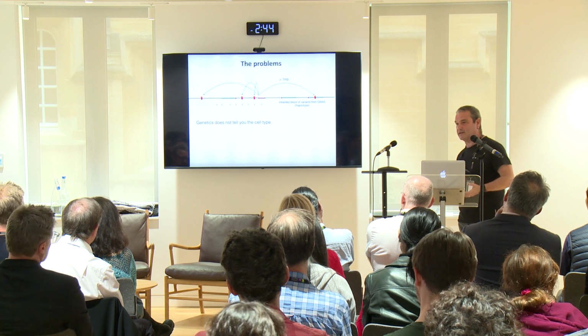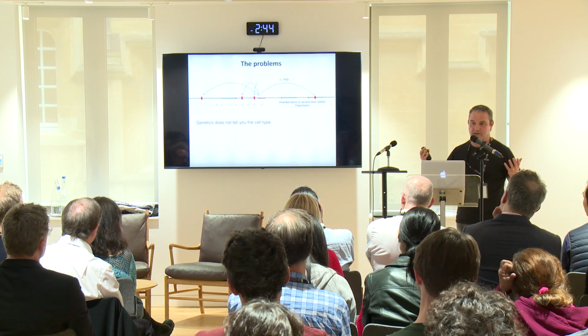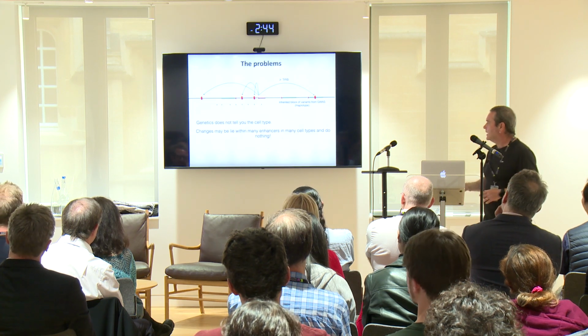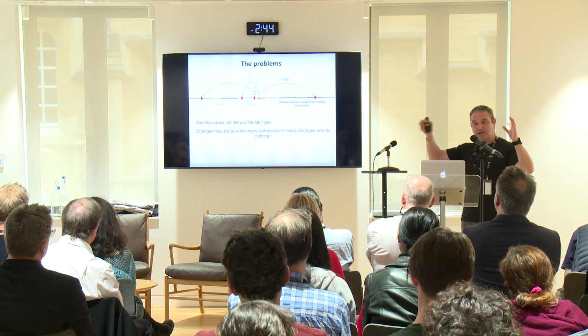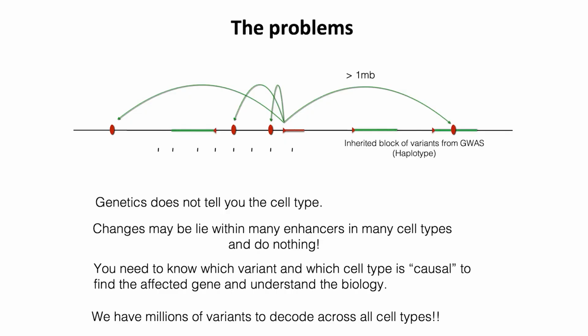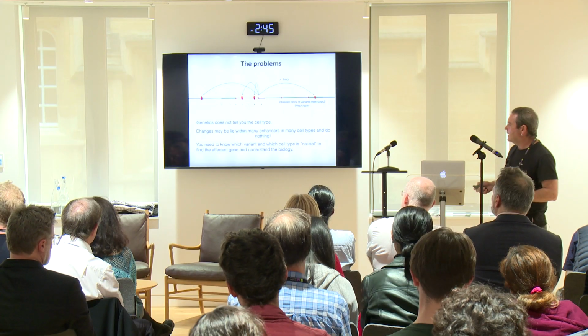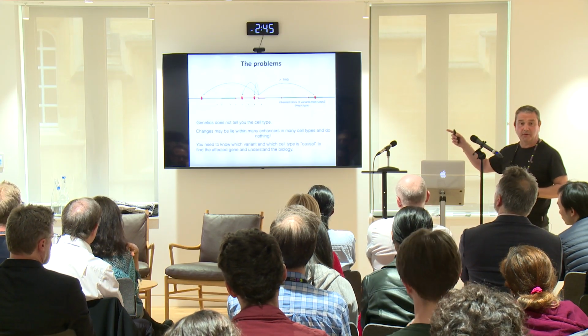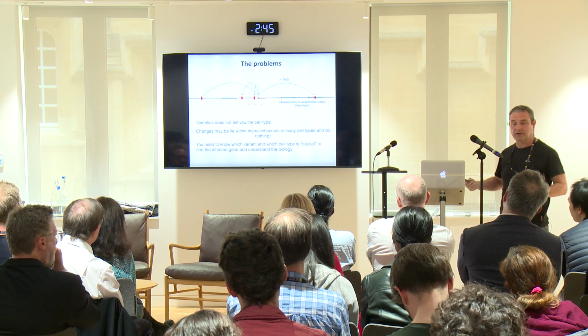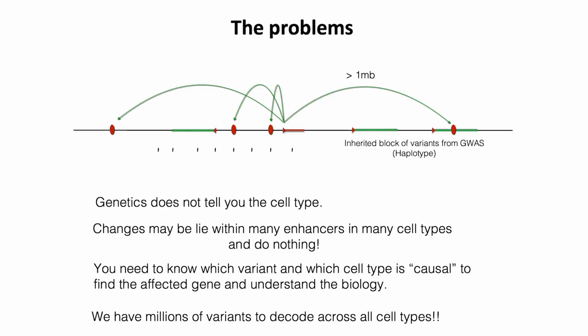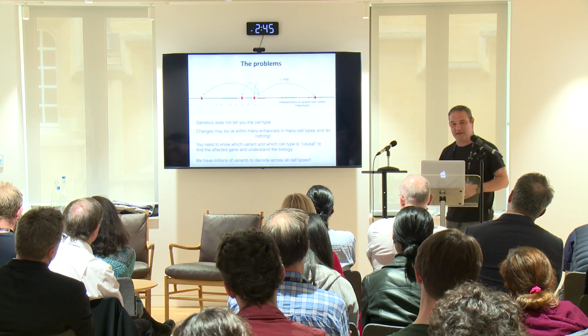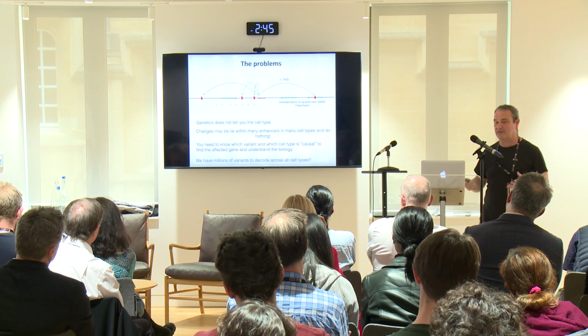You have complex diseases like Alzheimer's. Which cell type in your brain is it actually working in? Very hard to know. The changes may lie in enhancers when you actually intersect them across all the cell types, but they may actually not do anything in that enhancer. There's lots of spaces between those words to actually change things. And you need to know which one of these variants is doing it and what cell type it's doing it in to actually solve it, to understand the biology of the disease and ultimately design new treatments. And the problem is we have millions of these things across thousands of cell types and thousands of enhancers. So that really emphasizes why we need these powerful computational approaches to decode this.